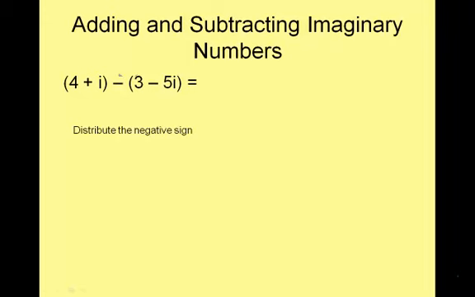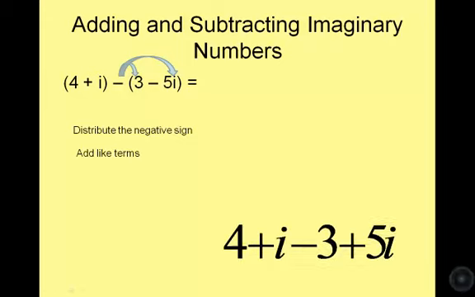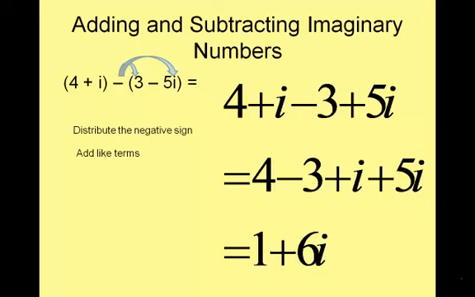The way you want to think about it is like terms. First thing we're going to do is distribute the negative sign, so -3 and -5i. Then we add our like terms and solve this. So you have 4 plus i minus 3 plus 5i. Add your like terms, which is 4 and 3. So 4 minus 3 gives you 1. And i plus 5i will give you 6i. Now that you have it all the way down to standard form, you're done.